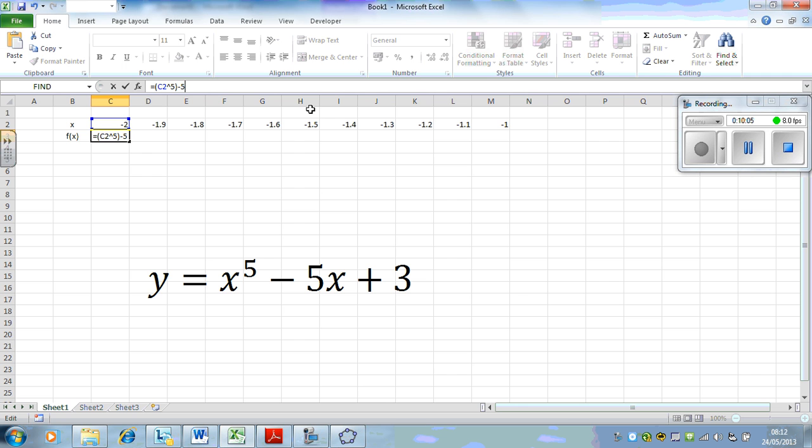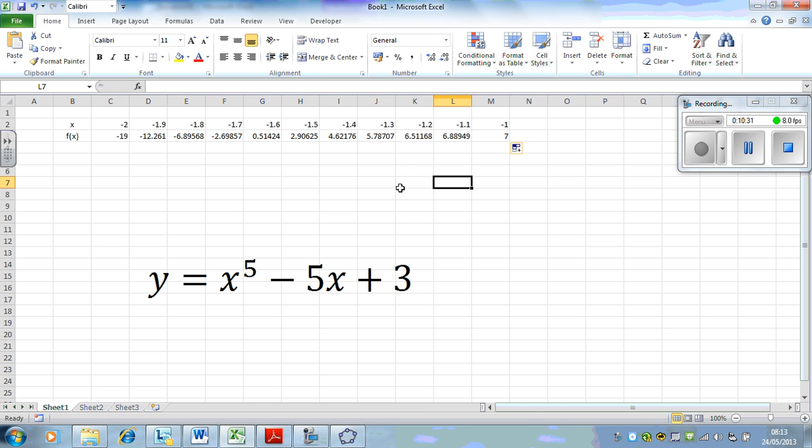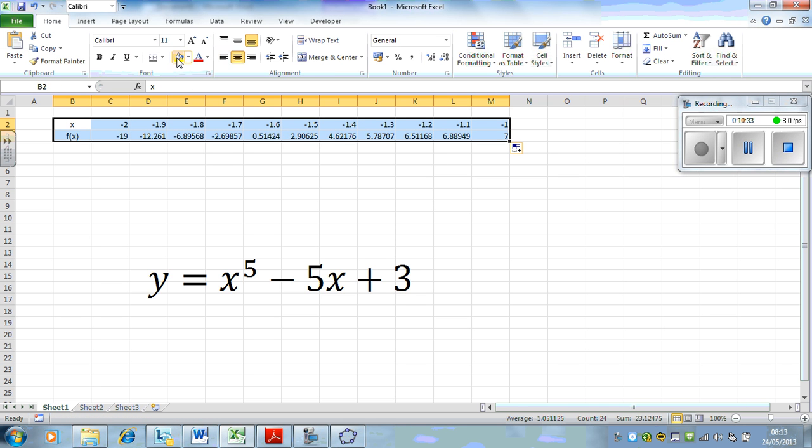Minus 5 multiplied by brackets. I'm really careful with the brackets here. In fact, I might just put that one there and then do another set of brackets. I always put more brackets than I need to, but I know that I'm not going to make a mistake. Plus 3. So there's the value of this function when x is minus 2. Now the beauty is we can just drag this down. And now, I'll just make that look a little bit nicer.